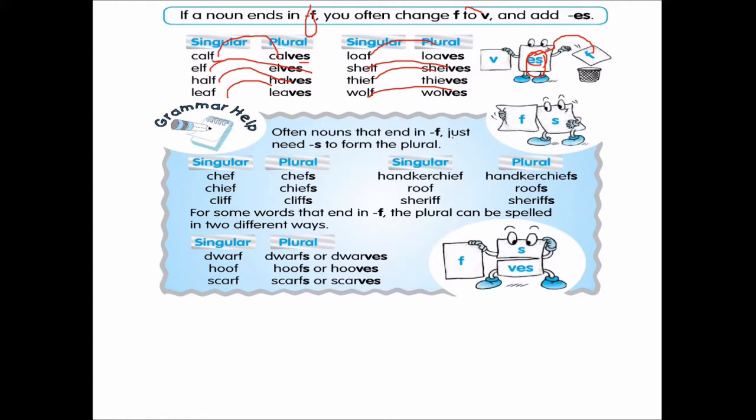Often nouns that end with f just need s to form the plural, like chef, chefs; chief, chiefs; cliff, cliffs; handkerchief, handkerchiefs; roof, roofs; sheriff, sheriffs. For some words that end with f, the plural can be spelled in two different ways. Like dwarf, you can have dwarfs, just s, or dwarves. Hoof can be hoofs and it can be hooves. So you can have both. With f, you can have s also and ves also, like scarfs or scarves.